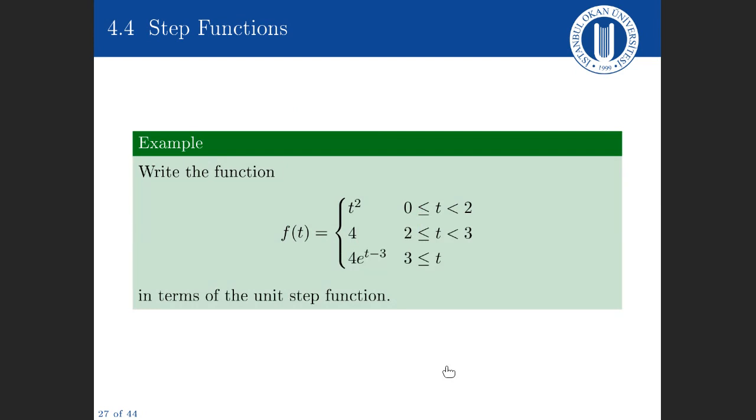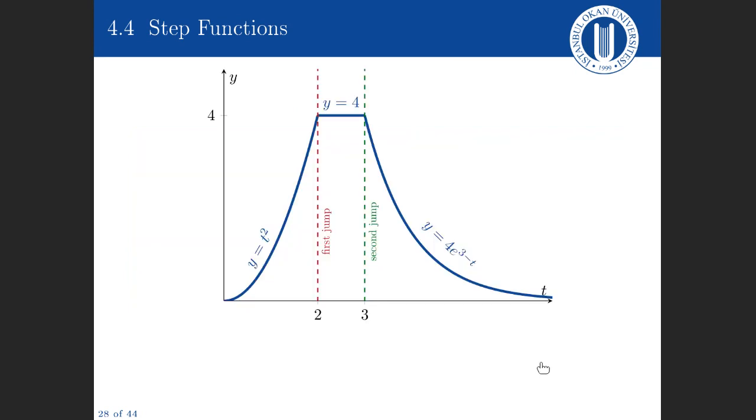One more example. Write this function in terms of the unit step function. The function is t squared, then it's 4, and then it's e to the power t minus 3. And it looks like this. This function is a continuous function, but still we're having the function changing at 2 and at 3. So I'm still using this jump notation.